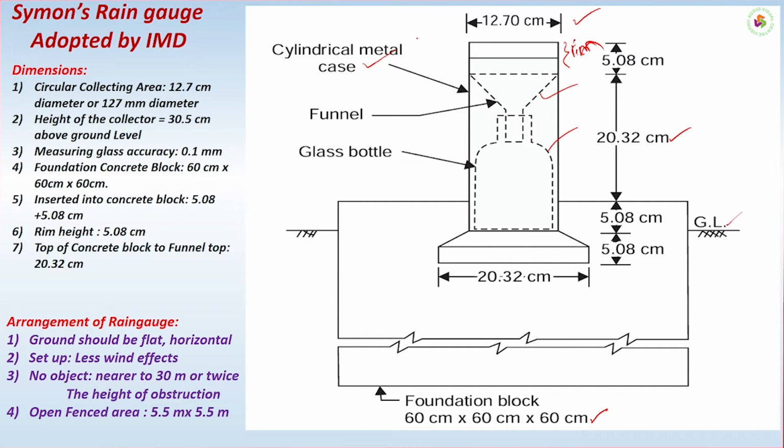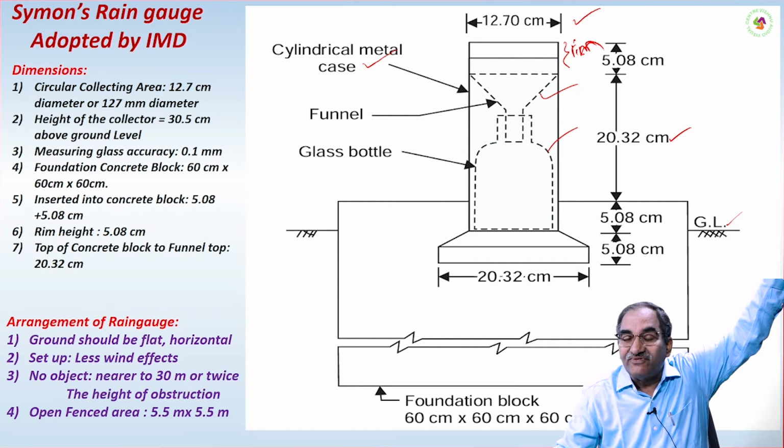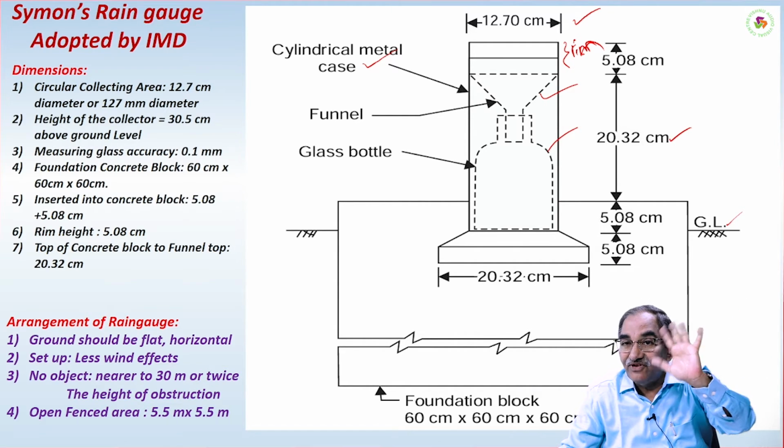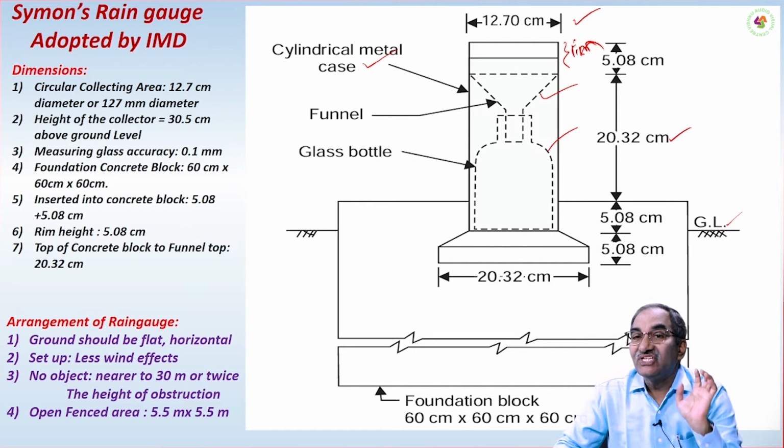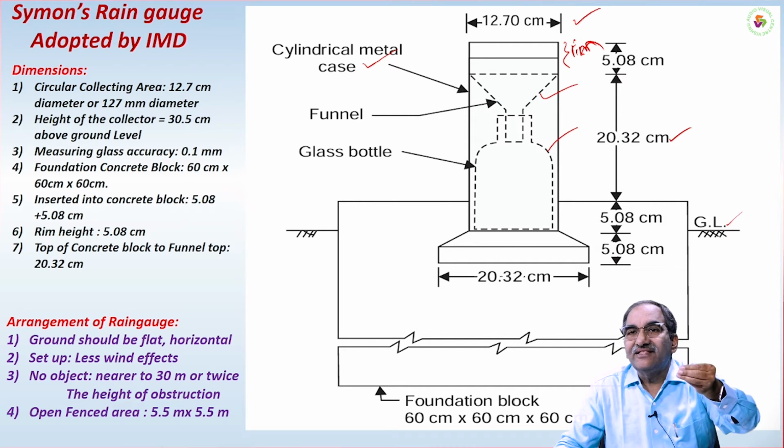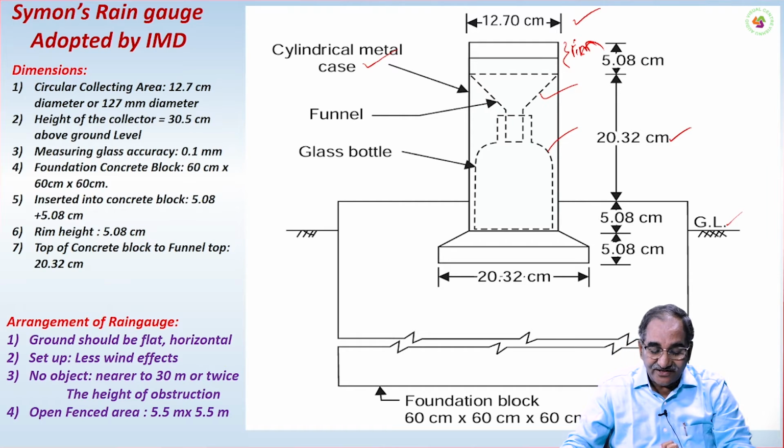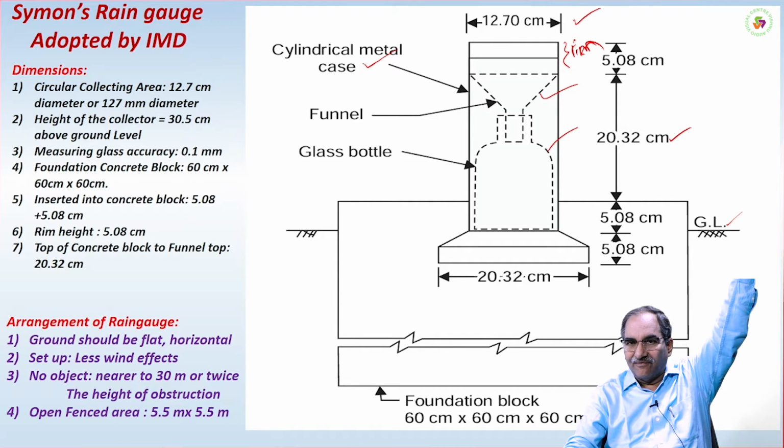So this construction figure of the Symons rain gauge is extremely important, and the overall width at the bottom is 20.32 centimeters. I already told you it should be kept where the ground is very horizontal. You cannot keep it on top of buildings, because wind effect should not be there on the rain which is falling. Whatever rain falls is being collected, so we cannot keep it at a very high level.